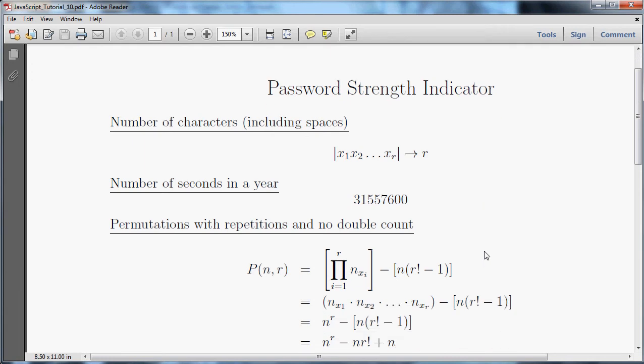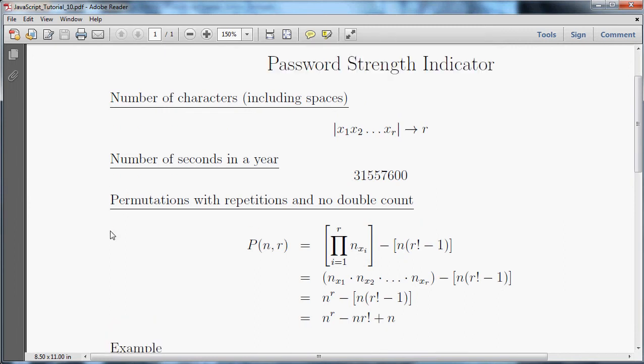Alright, so we're dealing with characters. That means, if anybody's familiar, we're dealing with permutations. But this will be slightly different because we have some exceptions. With permutation, we're allowing repetitions, but we want to make sure we don't have any double counts.